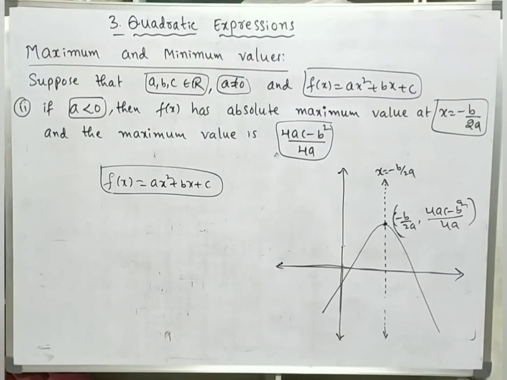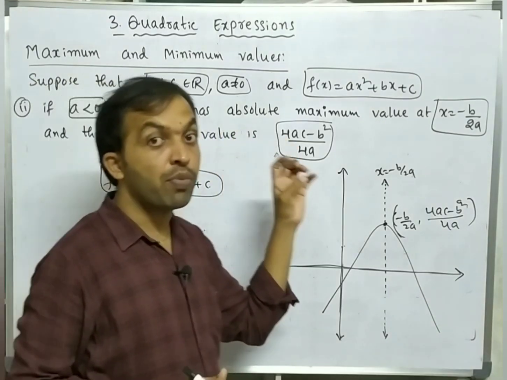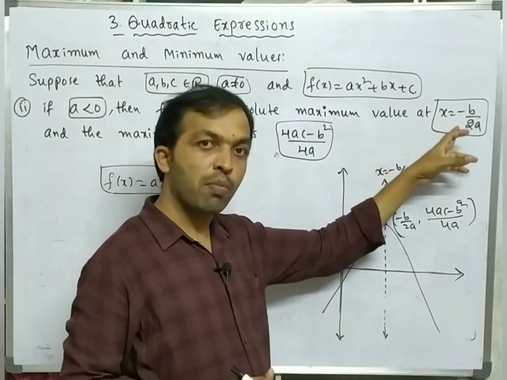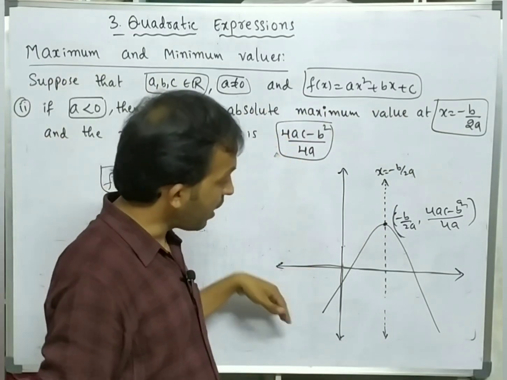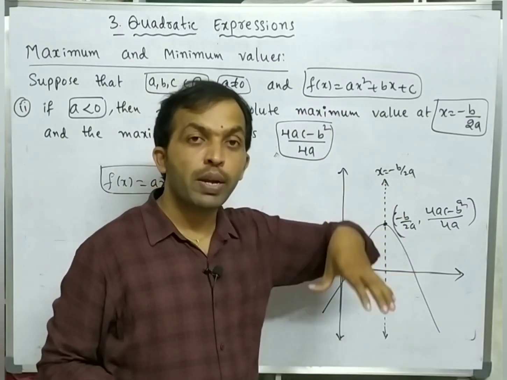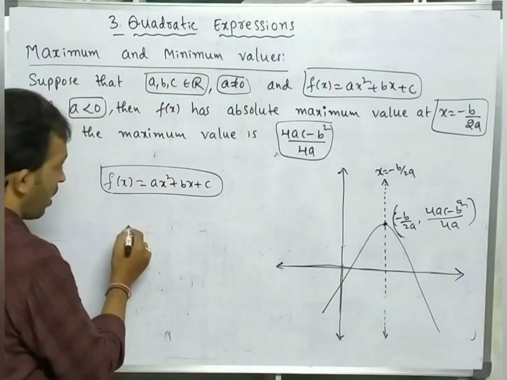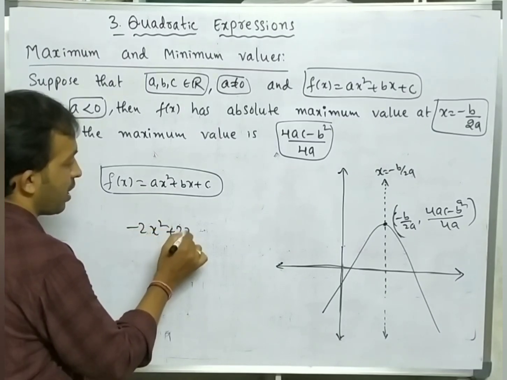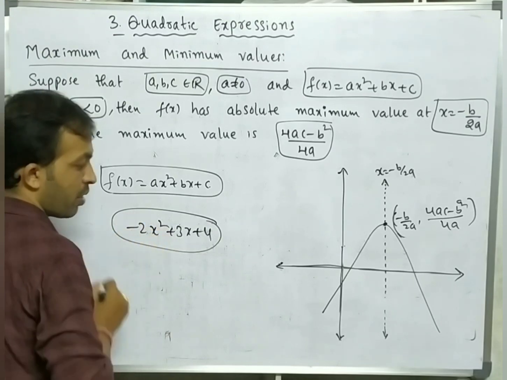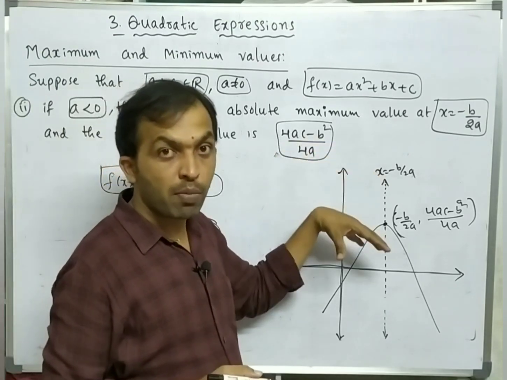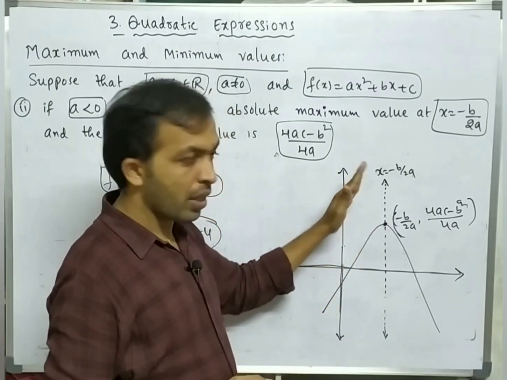Now in the second case, if a is less than 0, then f of x has an absolute maximum value at the same point and the value is also the same. Okay, so if a is less than 0, the parabola opens downward. If a is negative, like minus 2x square plus 3x plus 4, and if we draw the graph for this quadratic expression, we will get a parabola opening downward. That indicates it is increasing and decreasing.